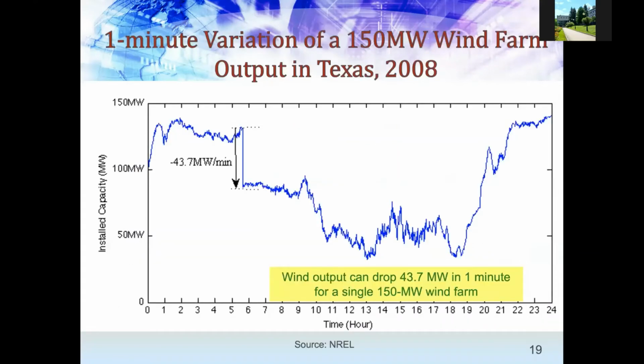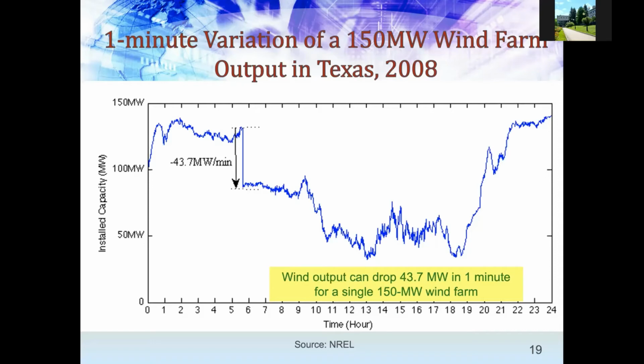Look at this as well. This is the short-term variation. Data from a wind farm in Texas, 150 megawatt capacity. Suddenly, about 5 a.m., the wind output drops by 43 megawatt in 1 minute. So it goes to 70% or 60% capacity in 1 minute. That is not a good thing for the supplier.